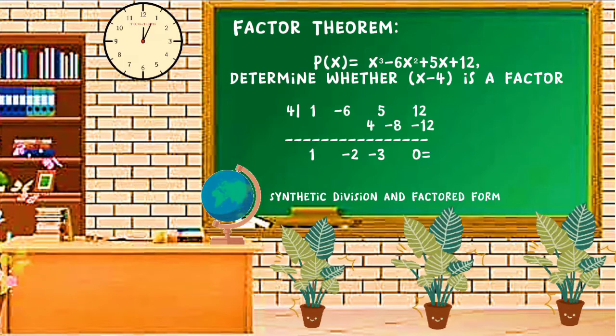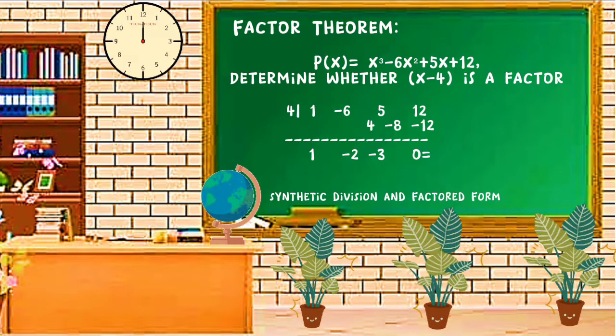And next, we will evaluate. Of course, we will start from the left going to the right. So we will start from 1. Bring down 1. So 1 times 4, 4. So negative 6 plus 4 becomes negative 2. And then negative 2 times 4 becomes negative 8. And negative 8 plus 5 is negative 3. And negative 3 times 4 is negative 12. If we add negative 12 and positive 12, it will be 0. So indeed, it is a factor.